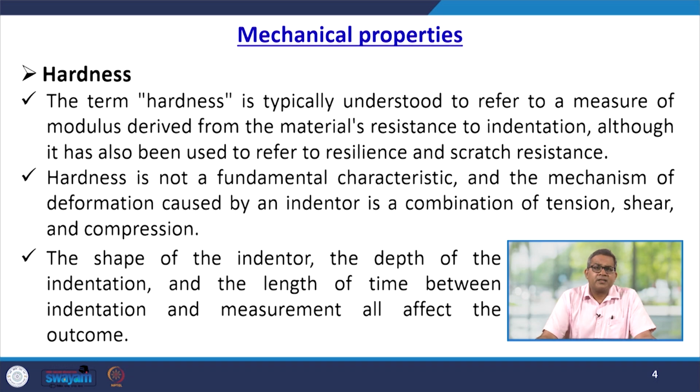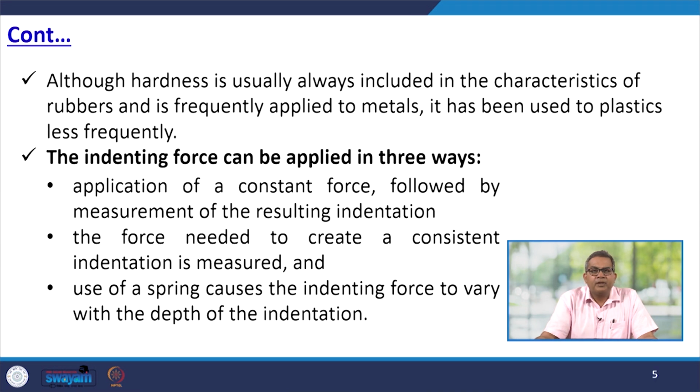Let us talk about the hardness. The term hardness is typically understood to refer to a measure of modulus derived from the material's resistance to indentation, although it has also been used to refer to resilience and scratch resistance. So, hardness is not a fundamental characteristic and the mechanism of deformation caused by an indenter is a combination of tension, shear and compression. The shape of the indenter, the depth of the indentation and the length of time between the indentation and the measurement all affect the outcome.